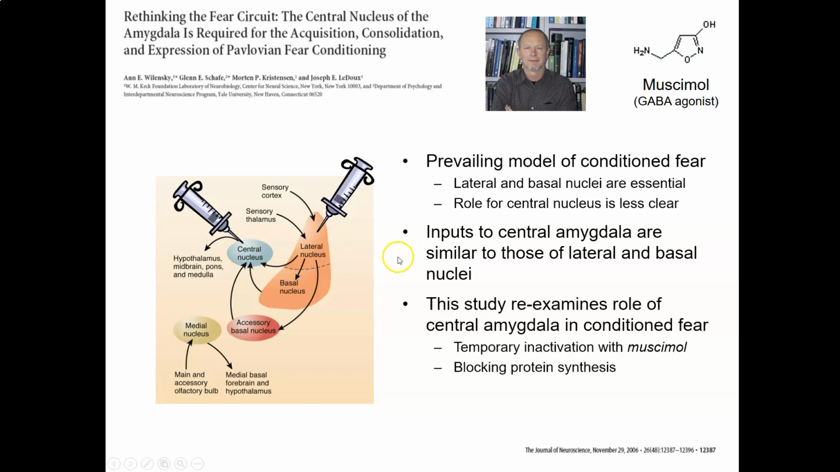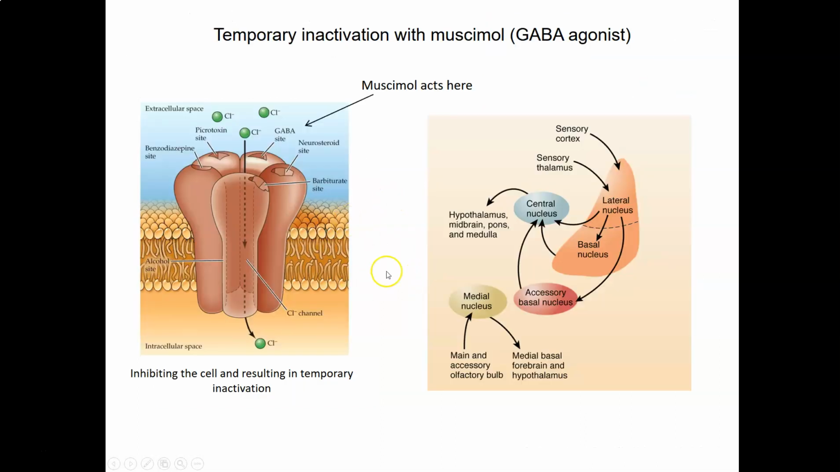So they wanted to re-examine the role of the central amygdala in conditioned fear. They're going to use temporary inactivation with muscimol, and we're also going to look at a study where they block protein synthesis, which would be necessary for making new memories in the amygdala. And what this is showing is that they're going to either inject here or infuse here and see what happens.